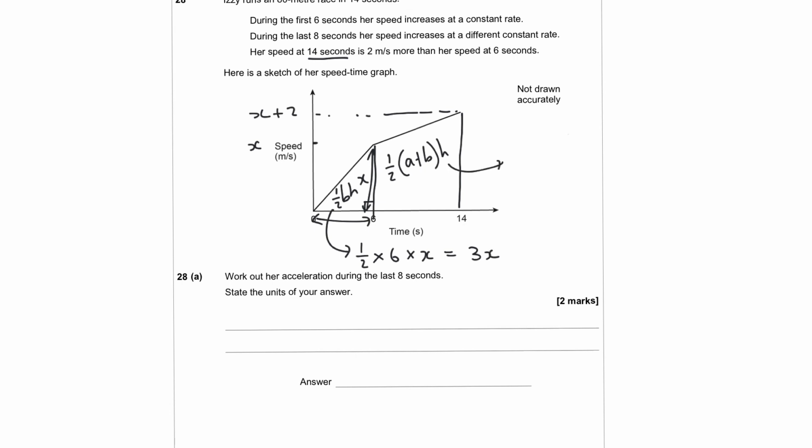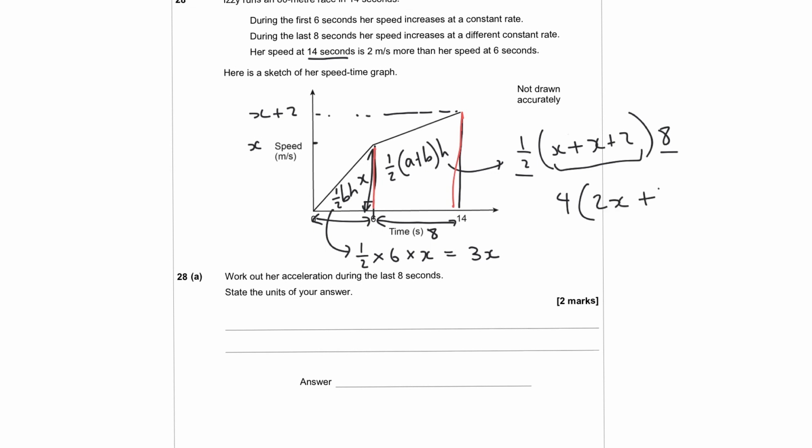Then if we look at the area of the trapezium, it's going to be a half, and then a plus b are the two parallel lines in the trapezium. So that's going to be x plus 2, and then our height is the difference between the 14 and 6, which was 8 seconds. So half times 8, which is 4. Simplify inside the bracket, so x plus x is 2x, and then plus 2. Then we can expand that out, which leaves us with the area of the trapezium being 8x plus 8.